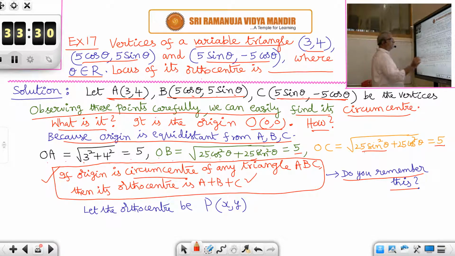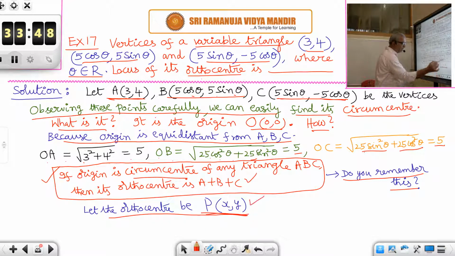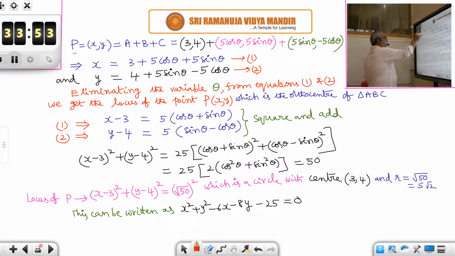So the orthocenter is just obtained by adding the 3 vertices, because the circumcenter is the origin. We have to find the locus of the orthocenter. So let the orthocenter be P(x, y). Any point on the locus we will take as (x, y) only, is it not? So, on the next page, P(x, y) is A plus B plus C. A I have written, B I have written, C I have written.